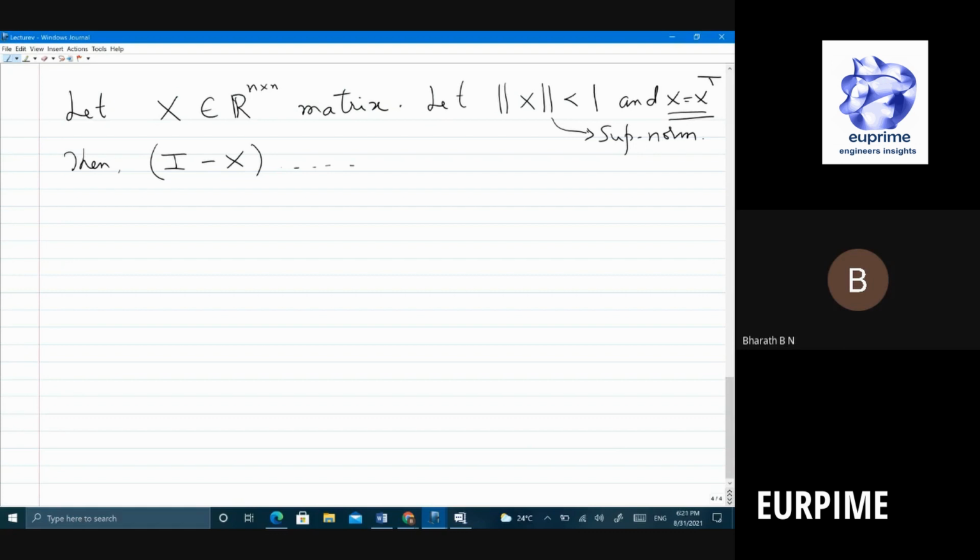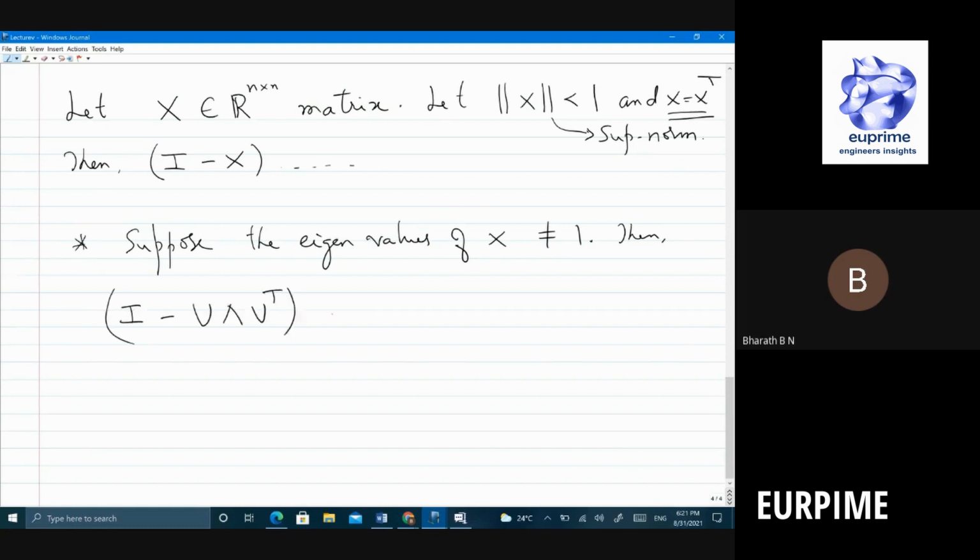So the moment you have the eigenvalue decomposition, now I want to talk about the invertibility of I minus X. So what is it that I have to answer? Suppose I say the eigenvalue of X is not 1, then definitely this is invertible, right? Do you agree? Suppose the eigenvalues of X are not equal to 1, then let's see what happens. So I minus X, I can write it as U lambda U transpose. So this I can write as U (I minus lambda) U transpose, because U transpose U is identity, right? Now what do you think is the inverse?